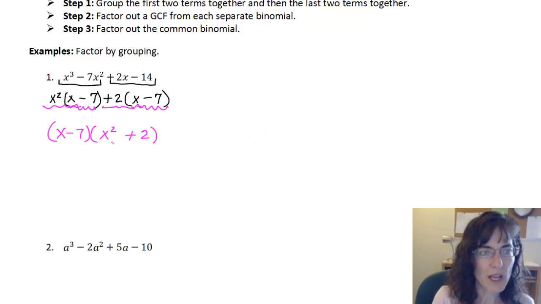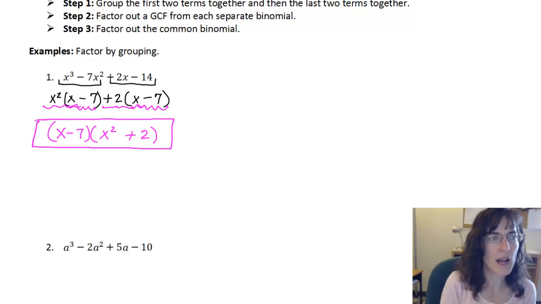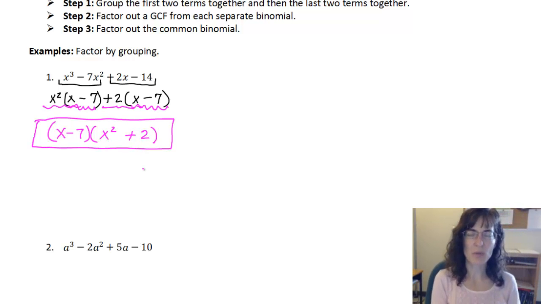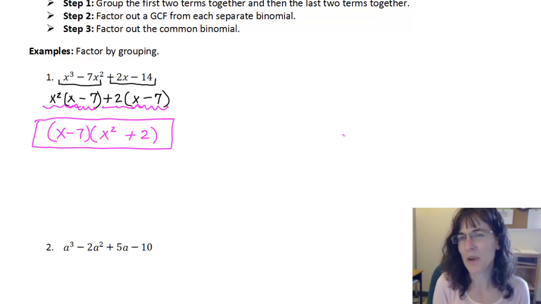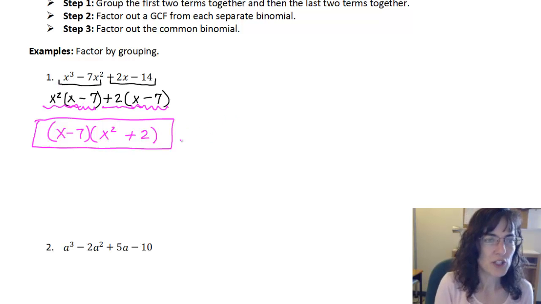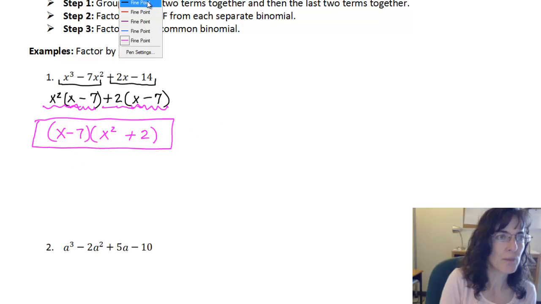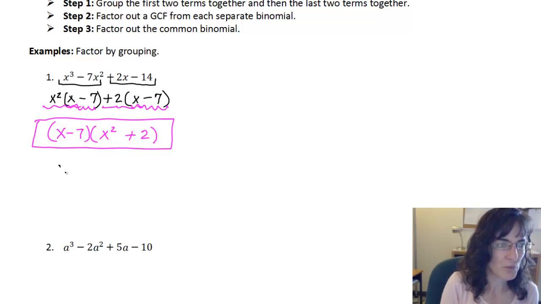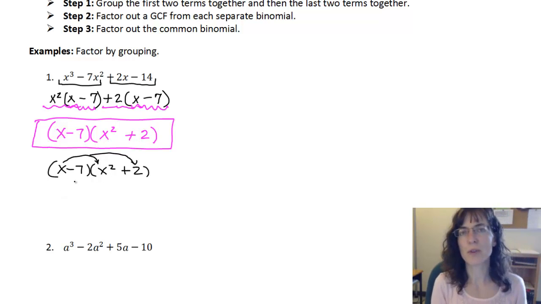Now remember, this would be our most factored form because I can't factor this x squared plus 2 any further, because it's the sum of squares, and those are not factorable by our current methods. Now I do want to check. To do my check, I will have x minus 7 times the quantity x squared plus 2, and I will have to distribute the x, and then I will need to distribute the negative 7.